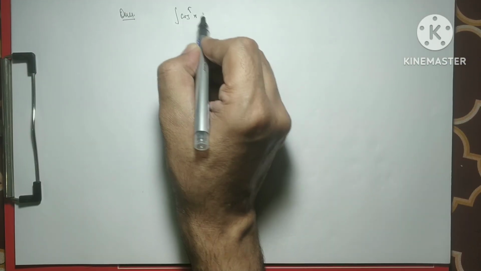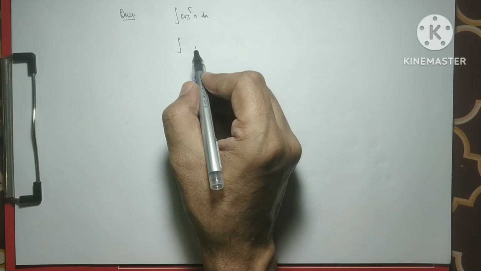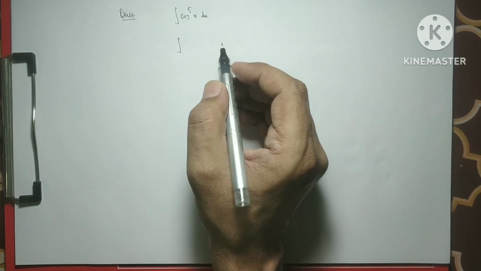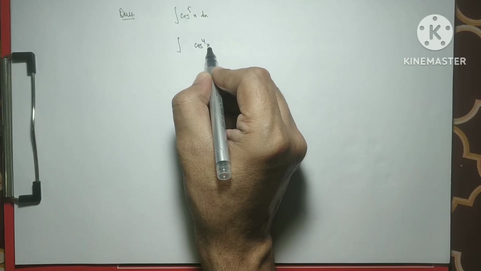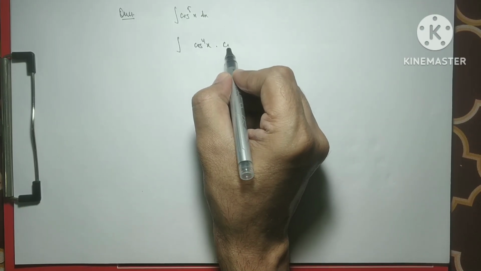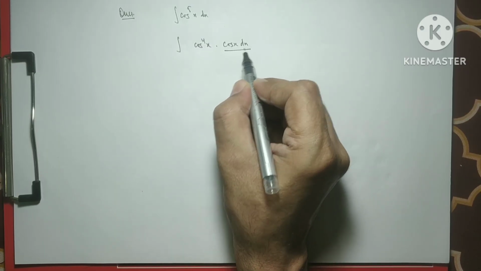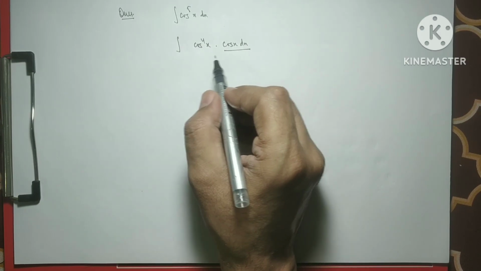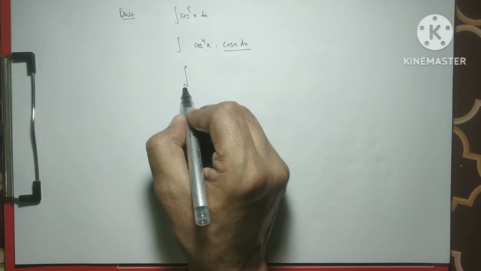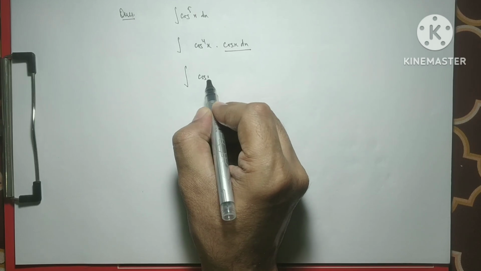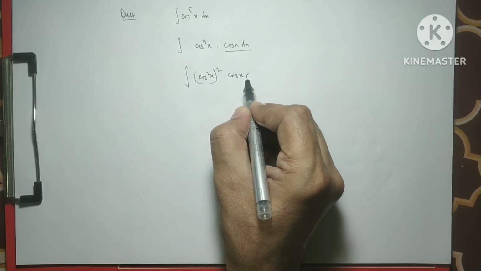Cos x to the power 5 dx. When we have the power in an odd number, we extract a single power, so we break this as cos x to the power 4 into cos x dx. If we extract the cos x, then the remaining part should be in terms of sin. So we can write this as cos square x whole square and this is cos x dx.